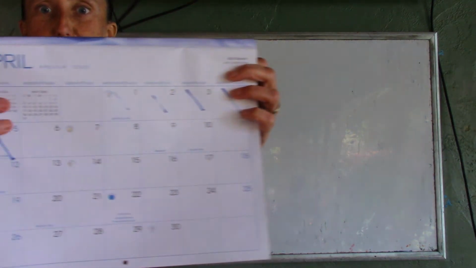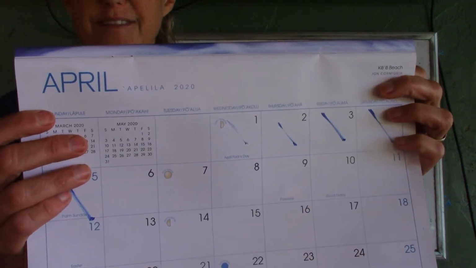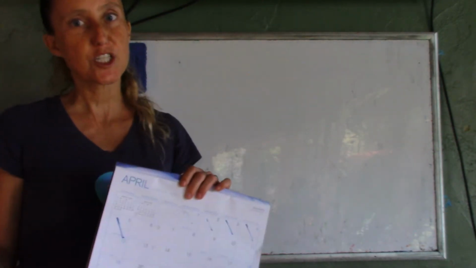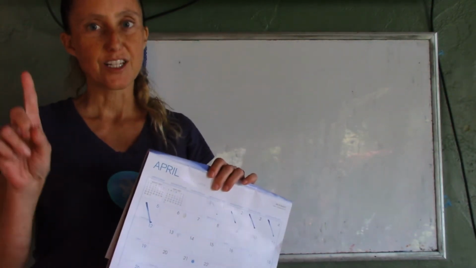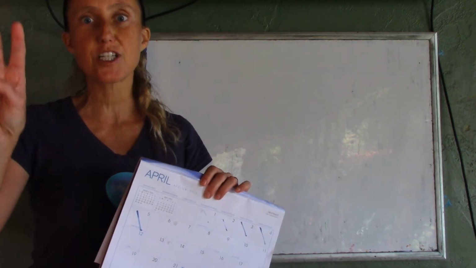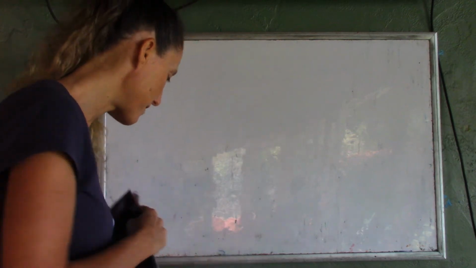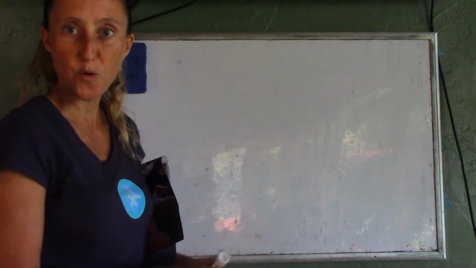And if you remember, what is our month right now? Right. We're in the month of April. And which number month is April? January, February, March, and April, which is our number 4 month. So let's write 4.